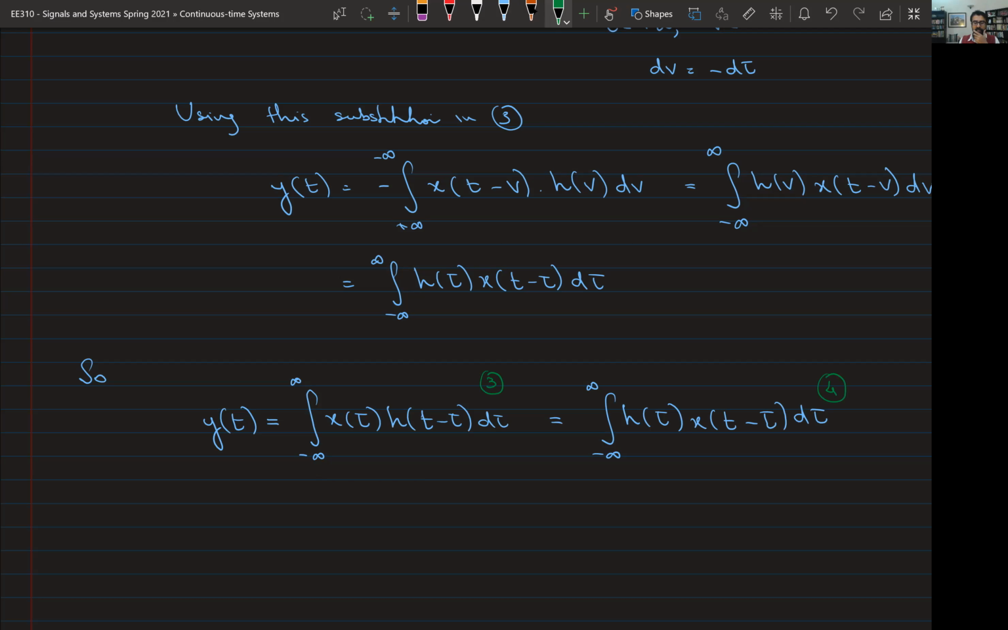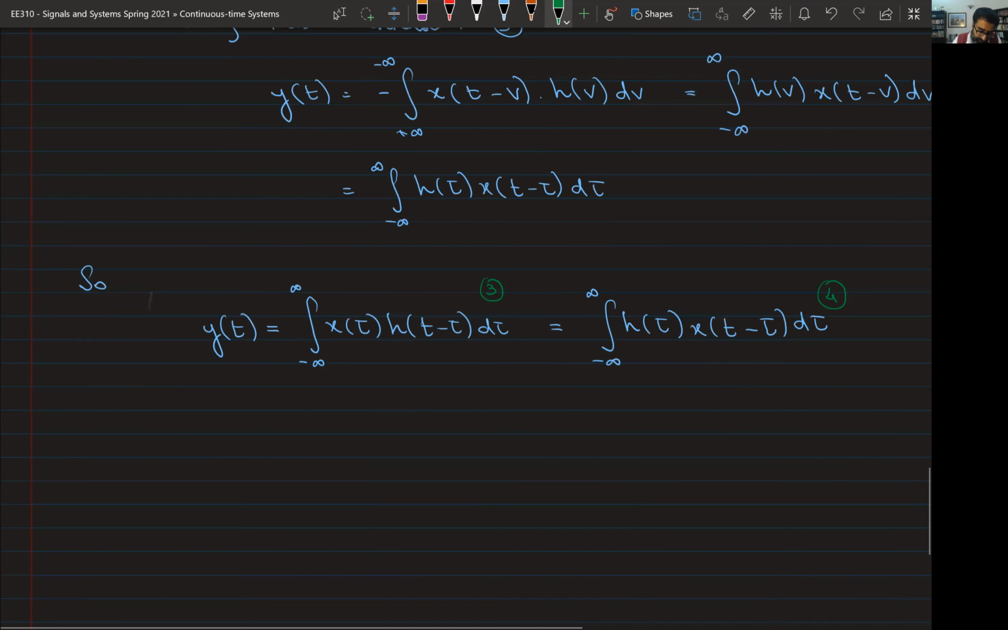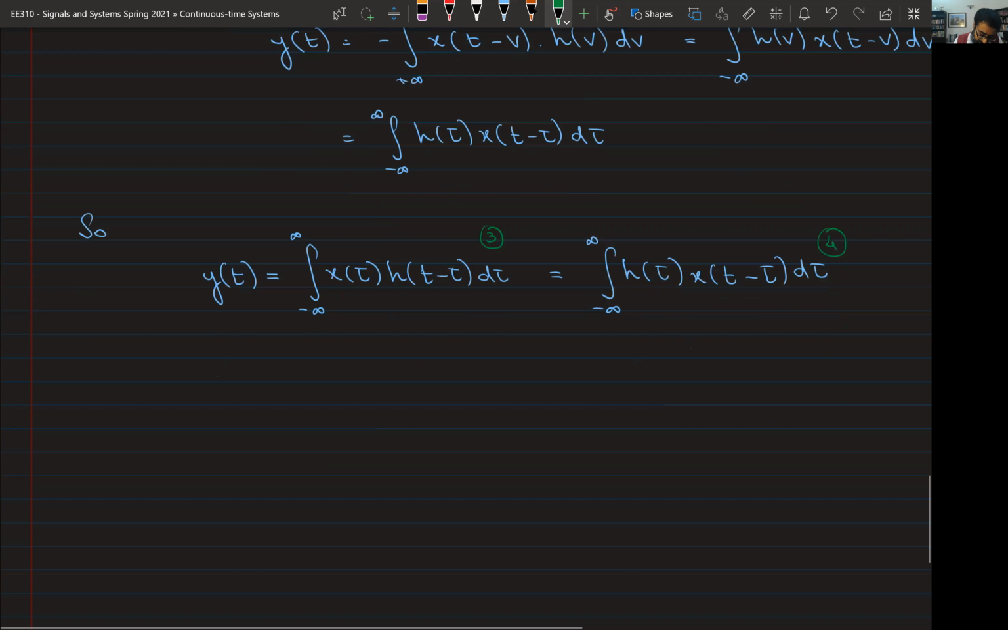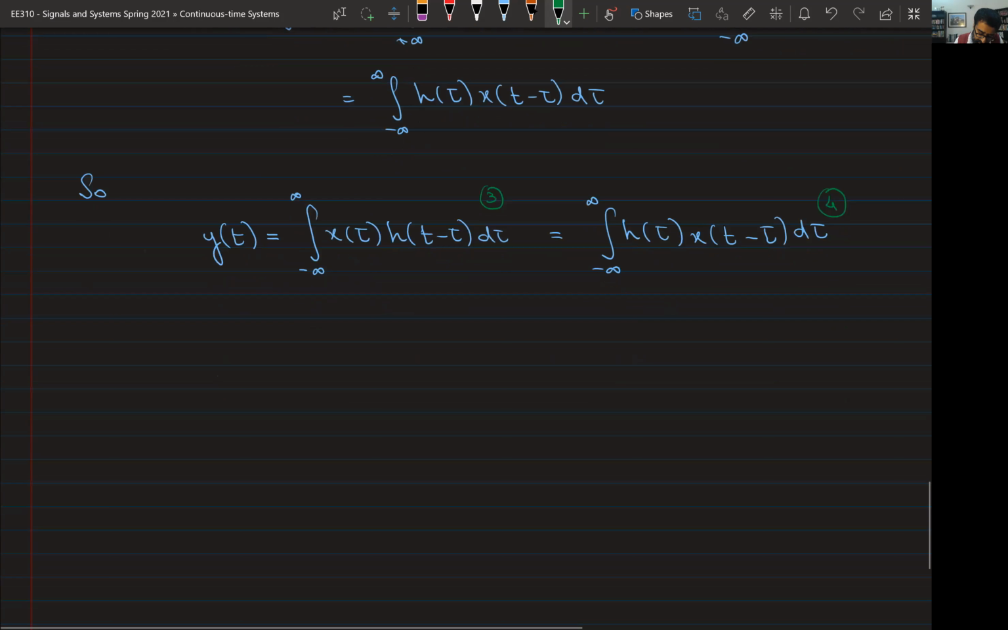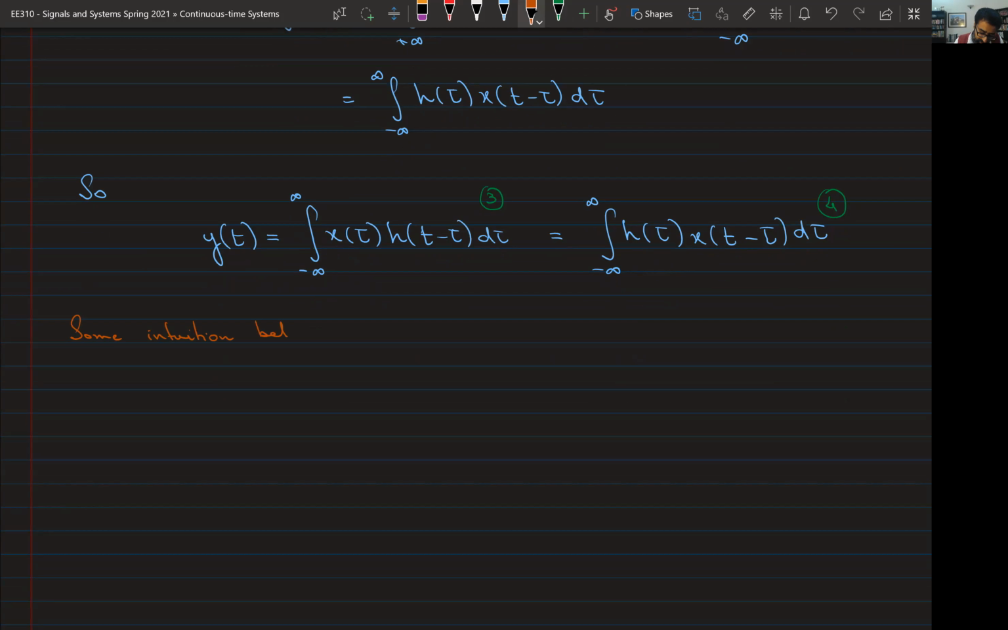Okay. Now let's talk about some intuition. In terms of practical systems, what does this impulse response mean? And more importantly, given the impulse response, when you're computing the output through this equation, what is actually happening physically? So that's what I'm going to focus on next. Some intuition behind 4. We're going to be dealing with 4 mostly, because I think that's more intuitive.